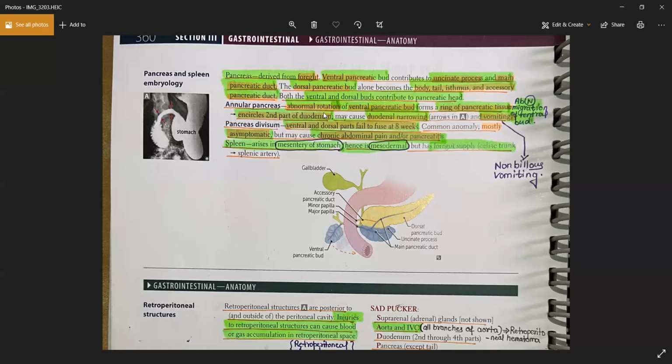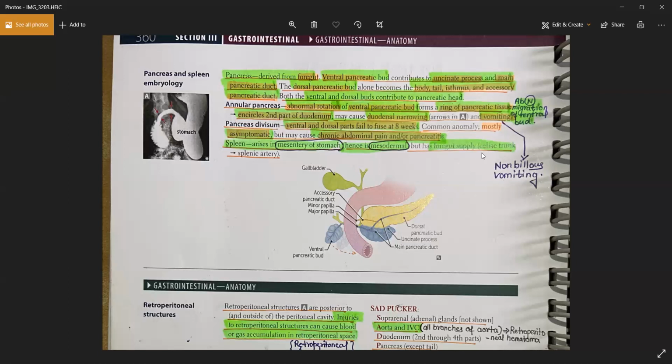Okay, and it is just near the, as you can see, because this structure has to form the ampulla of Vater. So as you can see, this ring formation will happen around the ampulla of Vater, right? And as a result, the patient can get a non-bilious type of vomiting.